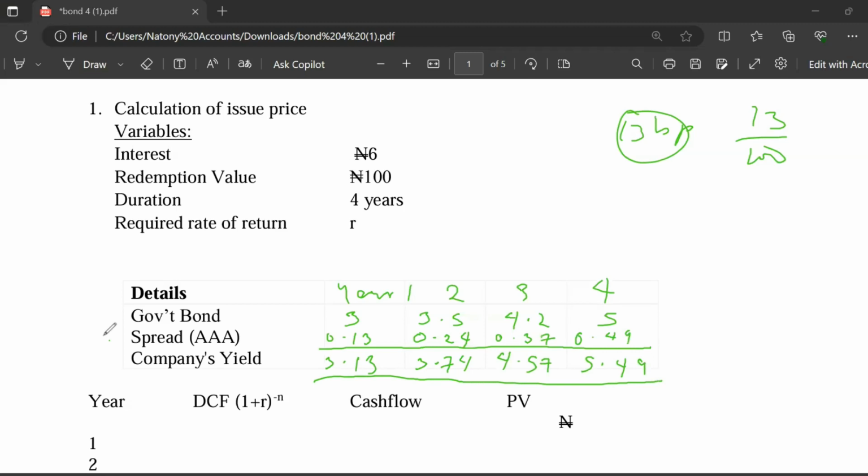the first year will be discounted at 3.13%. For the second year, 3.74%. For the third year, 4.57%. And the final year, the interest and the principal will be discounted at 5.49%.